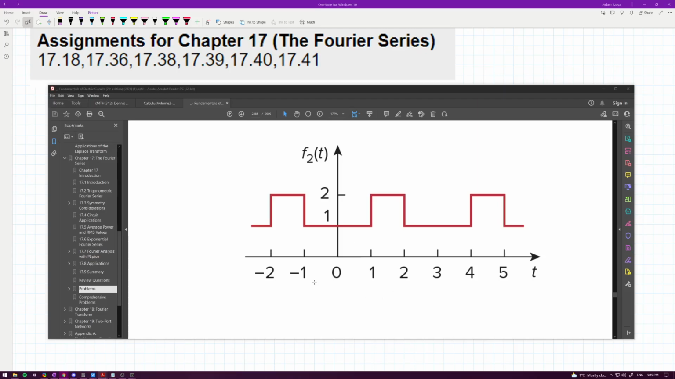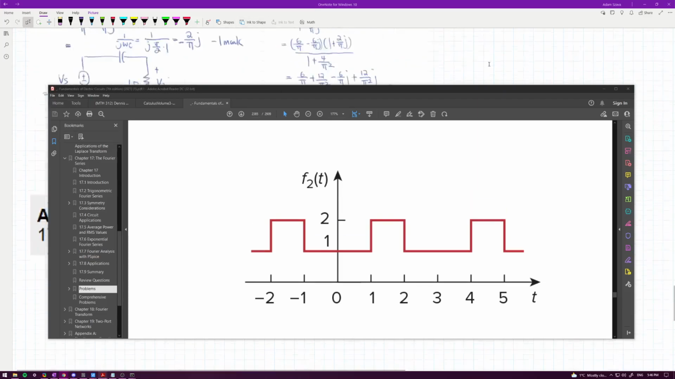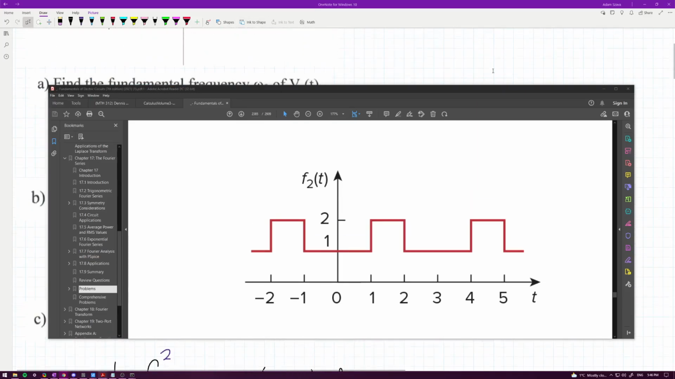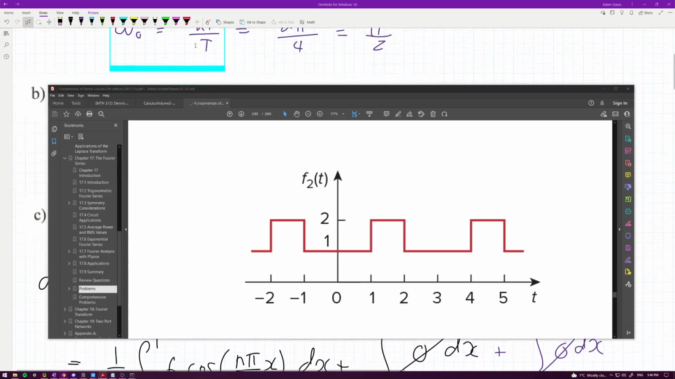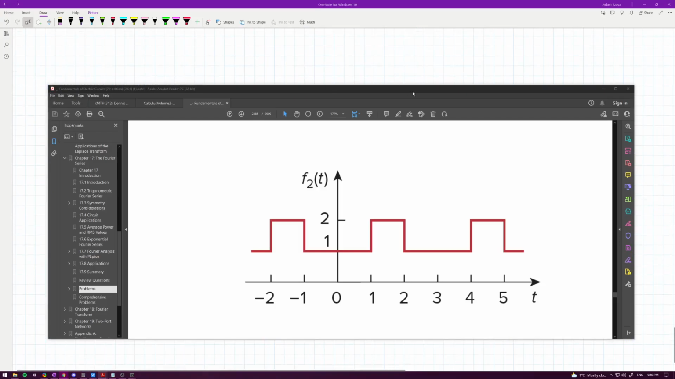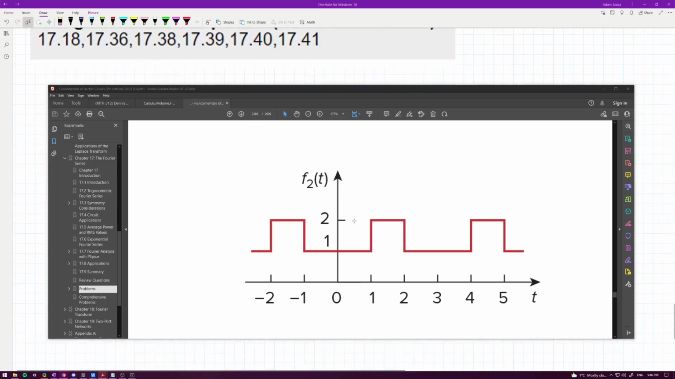So this one, I would say the period is 3. What did they ask us at this one here? I'm just gonna scroll up here. Find the fundamental frequency omega 0. So that's 2 pi over T. Here they're not doing 2 pi over T. Here they're doing 1 over T, 1 over the period for some reason. In the solution later, they're just doing 1 over the period, which is weird. I don't know what's up with that, but all right.